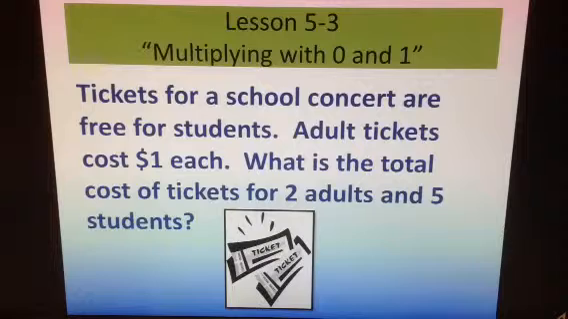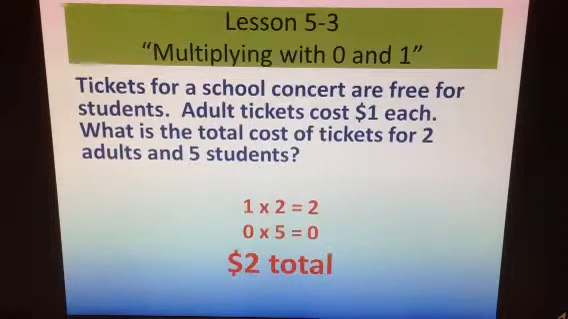Tickets for a school concert are free for students. Adult tickets cost $1 each. What's the total cost of tickets for 2 adults and 5 students? Well, $1 or 1 times 2 for the 2 adults is 2. 0 or free times 5 for 5 students is 0 or free. So the total is $2.